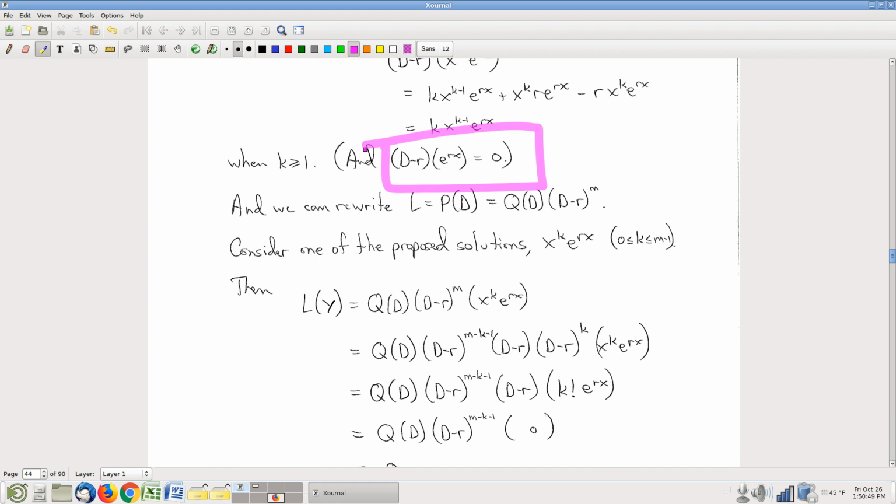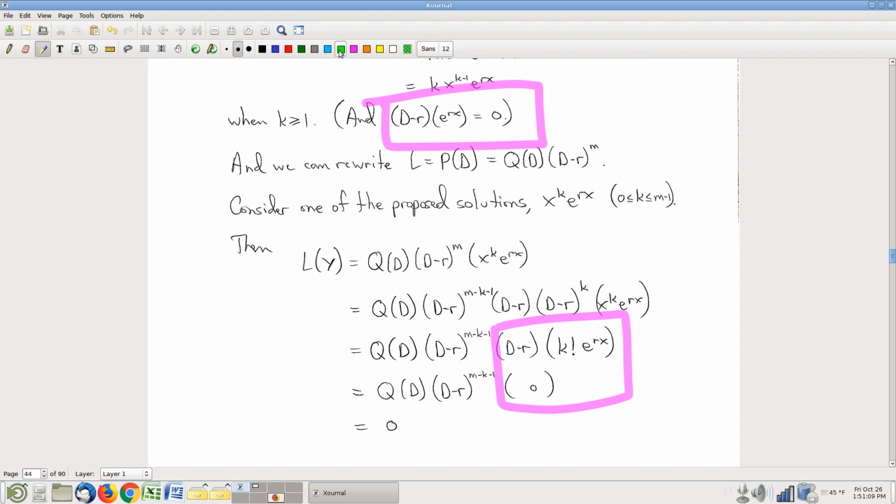D minus r on e to the rx gives us 0. This k factorial is just a scalar. The scalar can just pop right out, right? D minus r, e to the rx, 0, as discussed above. And so it doesn't really matter what's going on with the rest of these polynomials over here. All of these differential operators, I don't really care how many derivatives you take. I don't care what scalars you multiply by. If you're doing all of that to 0, you get 0. Right? And so we're done.